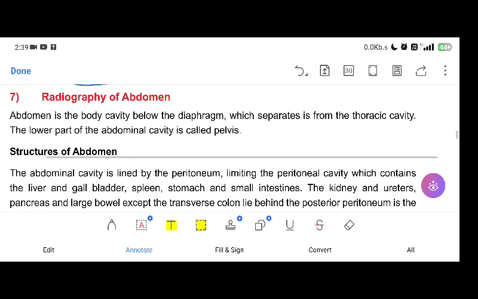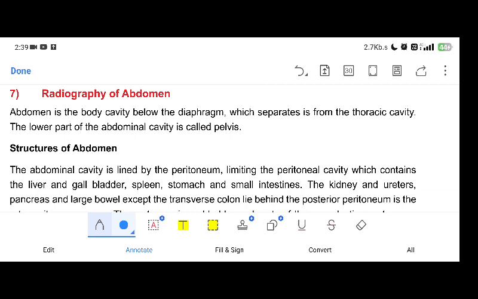And radiography of the abdomen. The abdomen is the body cavity below the diaphragm, which separates it from the thoracic cavity. The lower part of the abdominal cavity is called the pelvis.